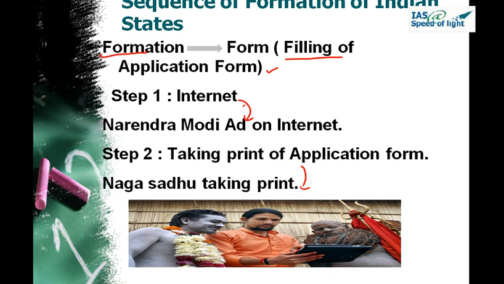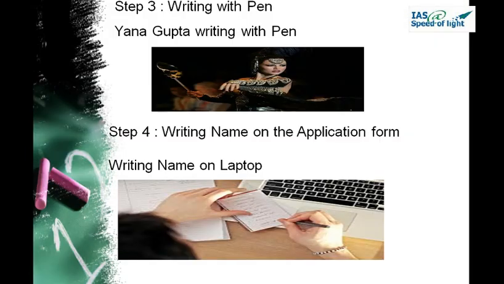And mind you, we are studying the formation of Indian states, the sequence of formation of Indian states. So first state we linked as Narendra Modi, that is Gujarat, and then now Nagaland, that is Naga Sadhu taking application print. So here Gujarat was the 15th state of India, and then Nagaland was the 16th state. Let's go ahead and see what we do normally while filling the application form.